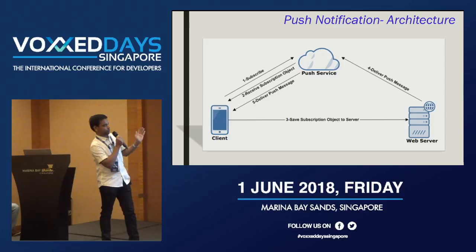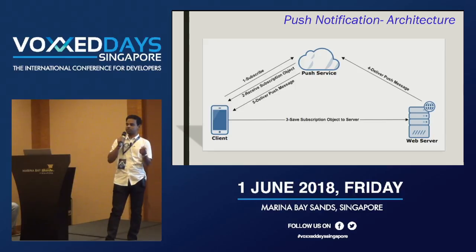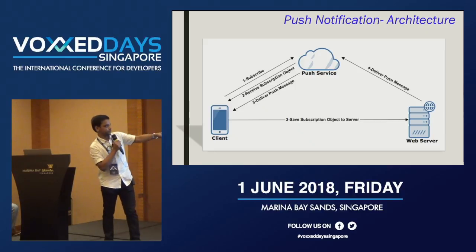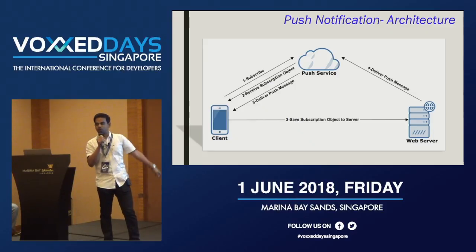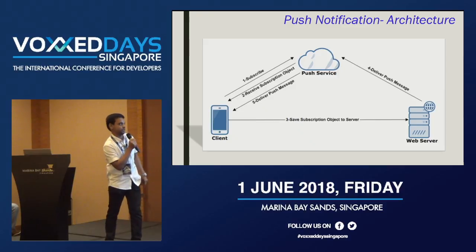The next step is you have to save the subscription object into the server, number three. Because the server is the one sending the notification, the server should know which clients it needs to send the notification to. So number three, save the subscription object to the server. And in our example, after 10 seconds, I send a message, flight has been delayed by 2 hours. The server sends the push message to the push service, number four, and the push service delivers to all the clients, in this case this client, number five, delivers the message.